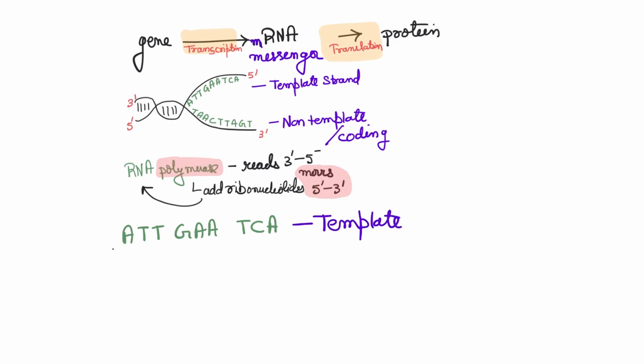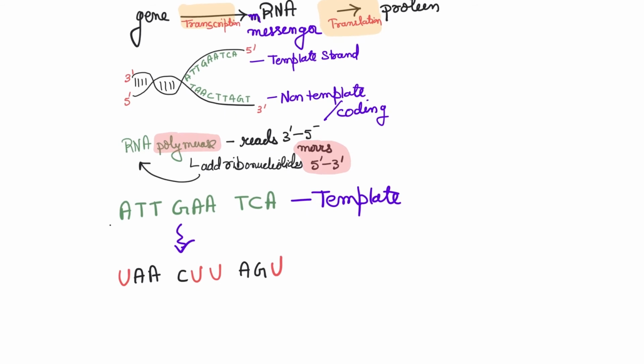So this is a template, A T T G A A T C A, just a random sequence, and when it is coded, you'll have T A A C T T A G T. But remember, we are making an RNA, and RNA doesn't get to have T's. Instead of T's, that means thymine, it needs to have a U, uracil. This is one of the fundamental differences between DNA and RNA. It hasn't got T's, it has got U's.